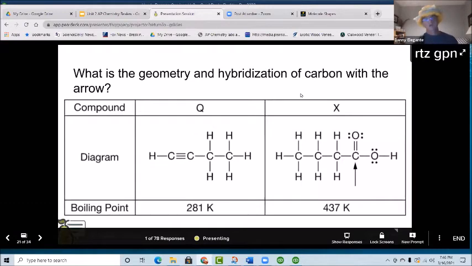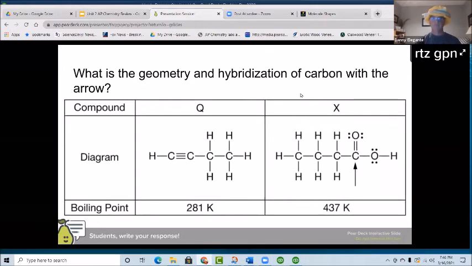All right, so not only are we supposed to know geometry, we are also supposed to know hybridization. So for compound X, the carbon with the arrow on it, what is the geometry and hybridization of just that carbon? So I'm not talking about the whole molecule. I'm talking about just the immediate vicinity, what things are bonded directly to that carbon with the arrow on it. What would be the geometry and hybridization of that carbon with the arrow on it? You can write out your response.